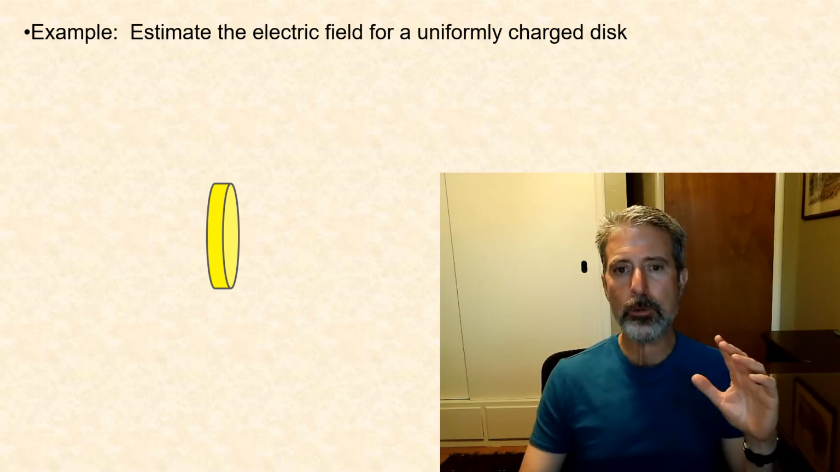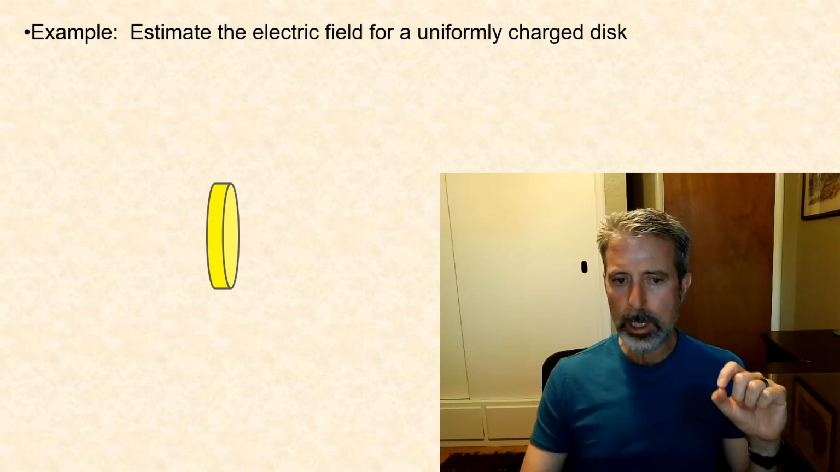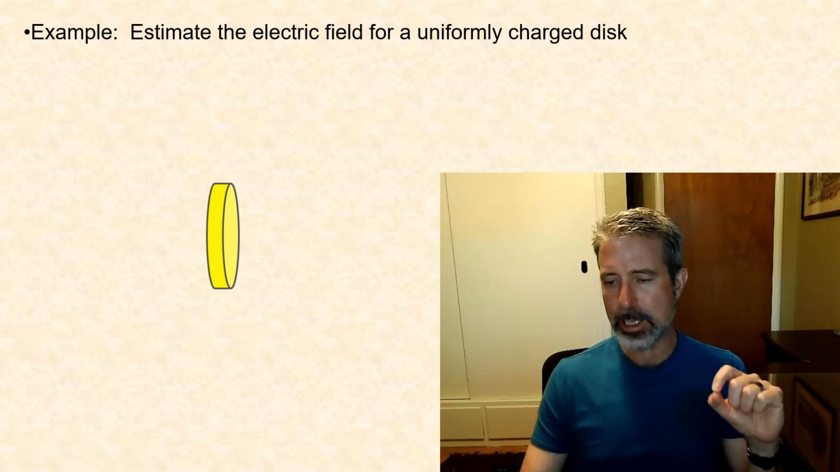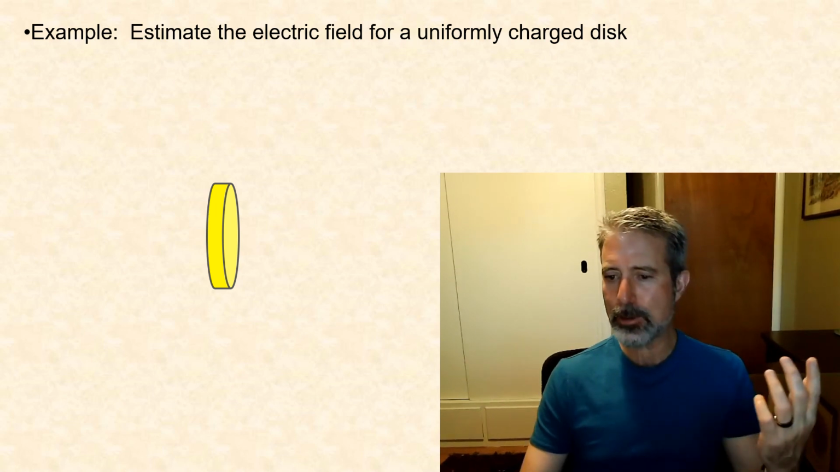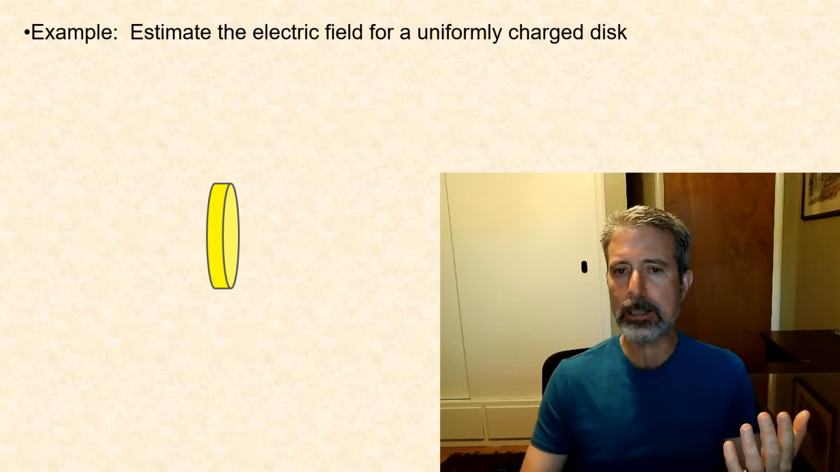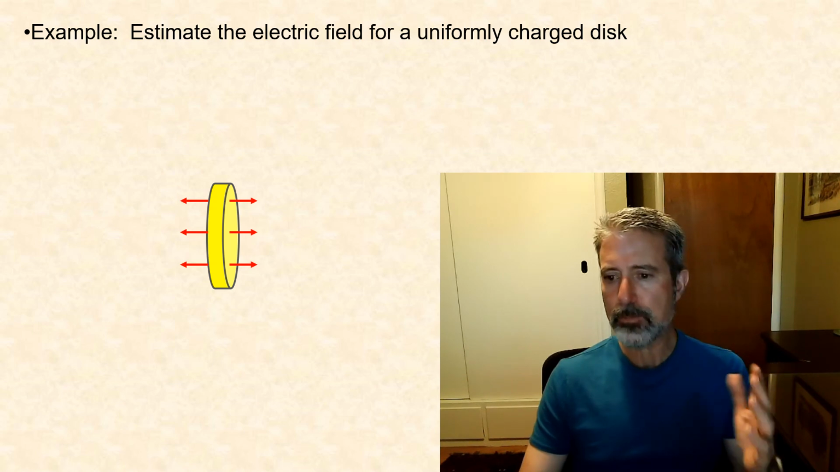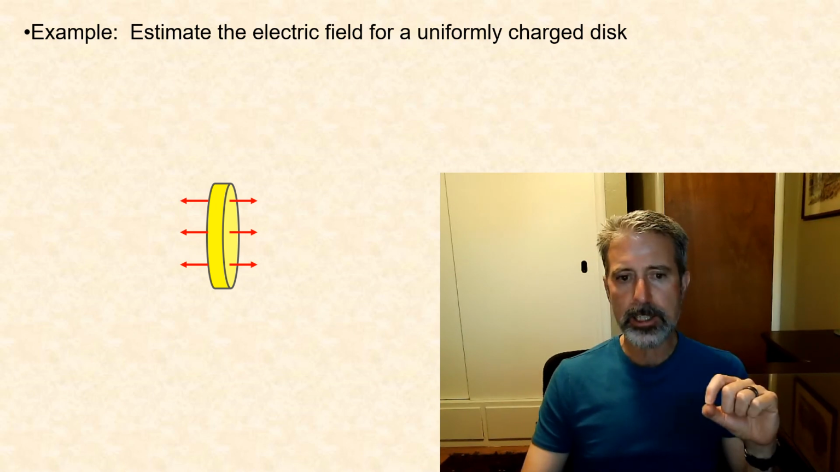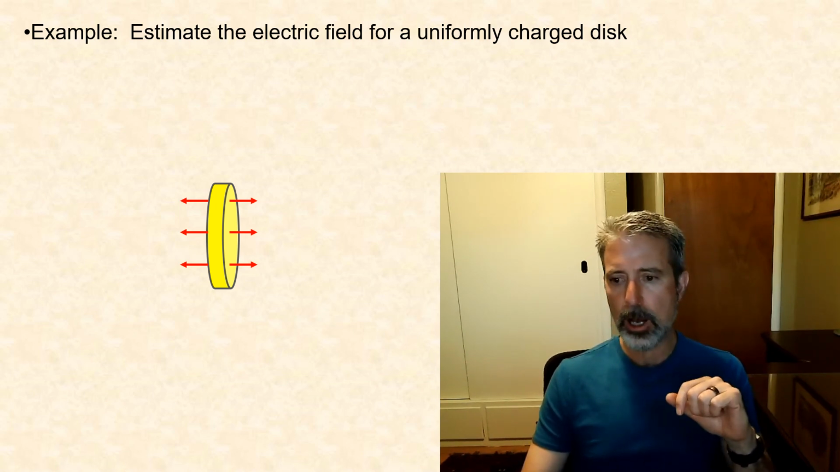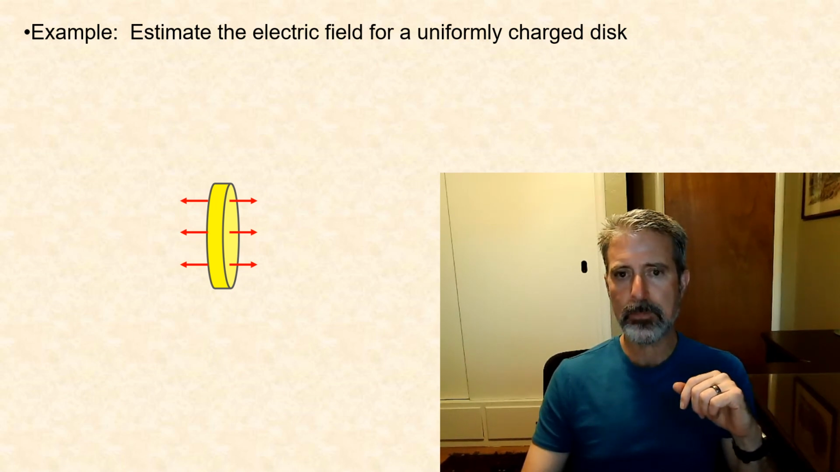But here's what I want to show you. We can make an estimate that can be done rather quickly. And remember what we talked about in the previous slide. If we're looking at points that are very, very close to this disk, that are not close to the edge of the disk, then we can consider it to be essentially an infinite plane. In which case, we know that the electric field for points very close would be directed perpendicular to the plane of the disk itself. This is really like the last problem we did applying Gauss's law.